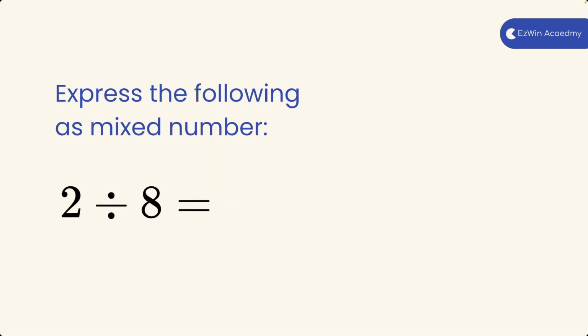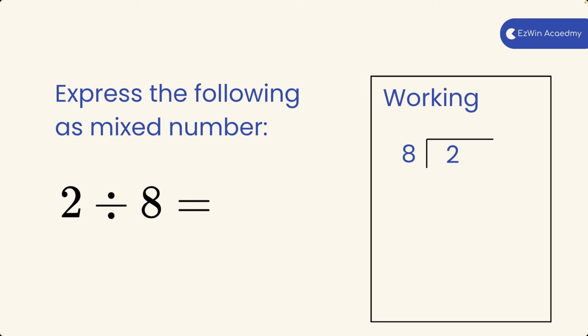So the first example looks very familiar, right? Express the following, 2 divided by 8, as a mixed number. So grab your paper and pen and you can pause this video. And once you're done, you can unpause to see whether your workings and your answer are correct. All right, so let's get started on the working. So you'll probably put it something like this.